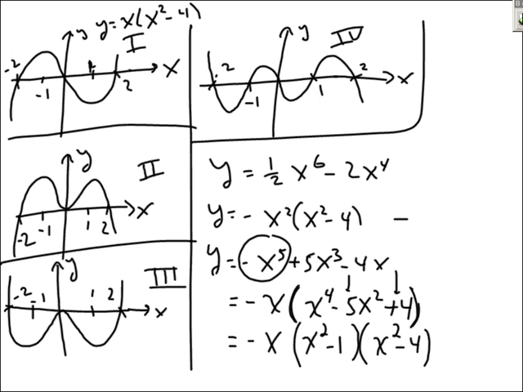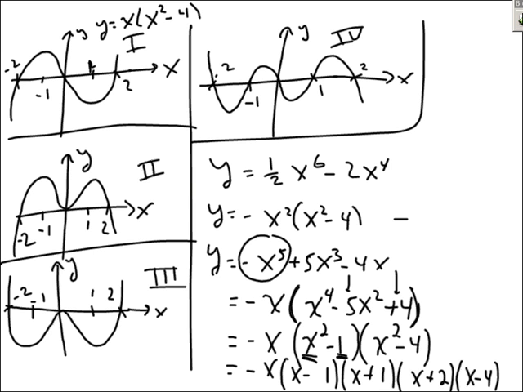Alright, now we can factor some more. For example, x squared minus 1. Well, here, x can be realized as being squared, and 1 squared is 1. It's a difference of squares. X and 1, x and 1. One gets a minus, one gets a plus. X squared minus 4, we just did that. That's x plus 2 and x minus 2. We did it in the last problem.